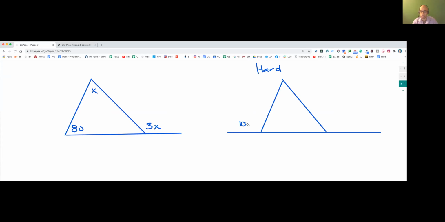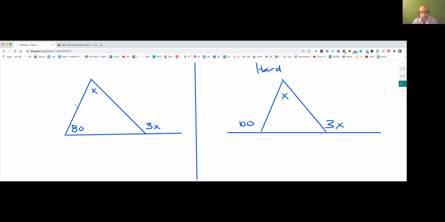Okay, this is 100, and this is x, and let's say this is 3x. So now find the x. Well done. Some people are getting these answers. Excellent. Those who have gotten this answer, try this one. This is a slightly harder one, but try it still. I'm pretty sure you'll get it.